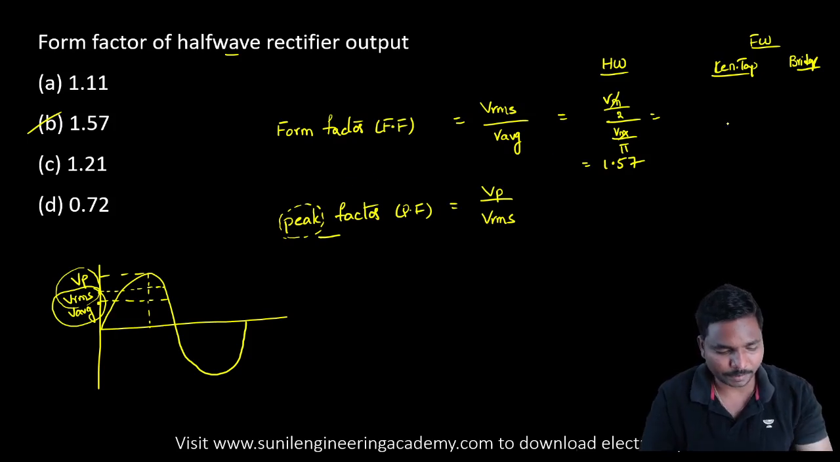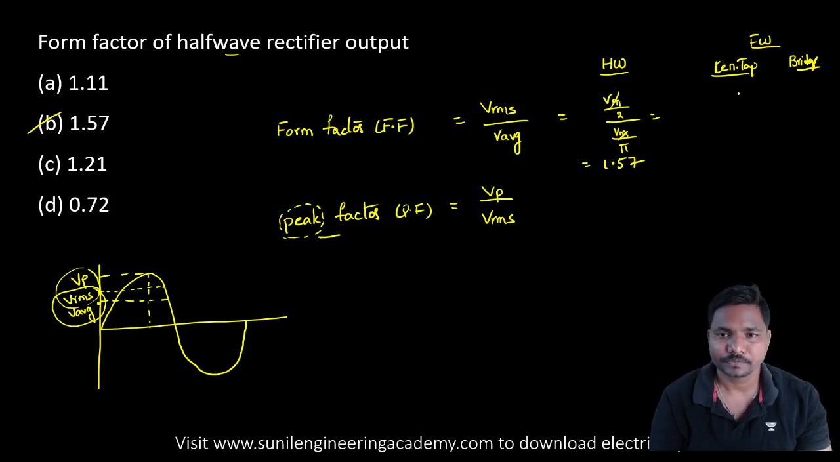Coming to the center tap, if you calculate VRMS and V average, you will get 1.21. Here also you will get 1.21, the same value for center tap and bridge. If you don't want to remember, you can calculate: VRMS is Vm by root 2 and V average is 2 Vm by pi. Then you will get 1.21.